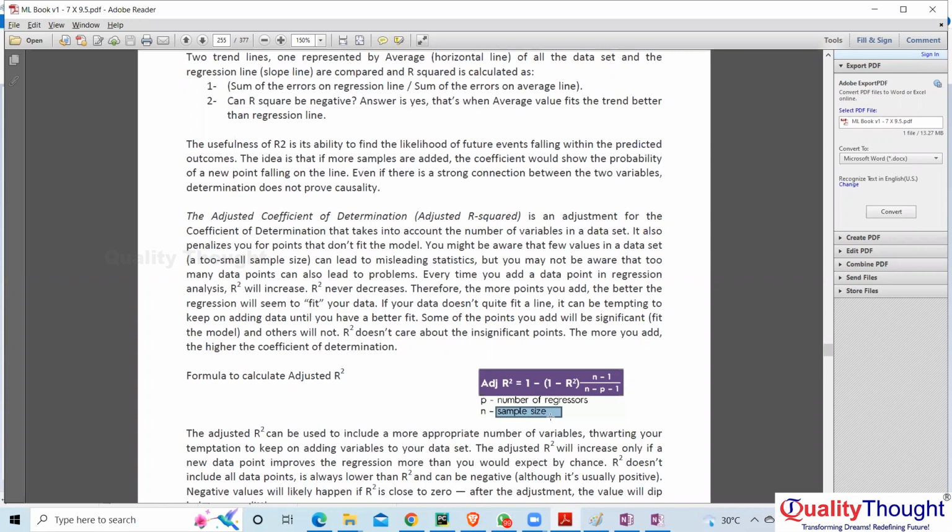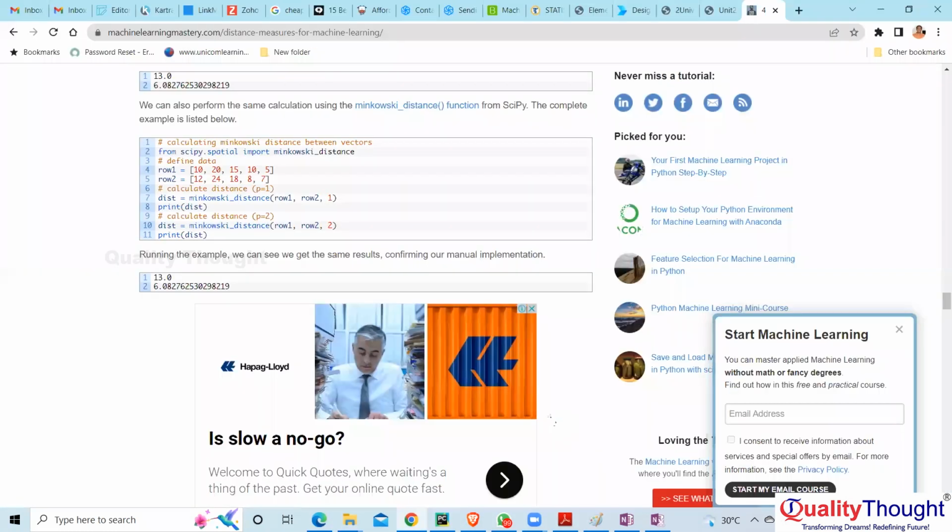Generally, adjusted R square will be slightly less than R square. And adjusted R square doesn't make sense when you have only one parameter or only one feature.